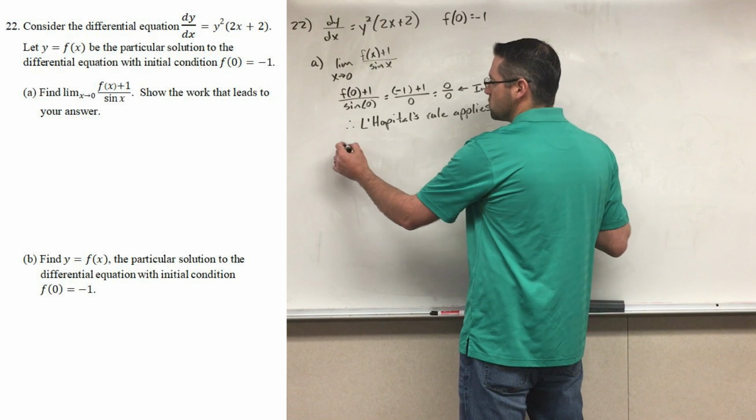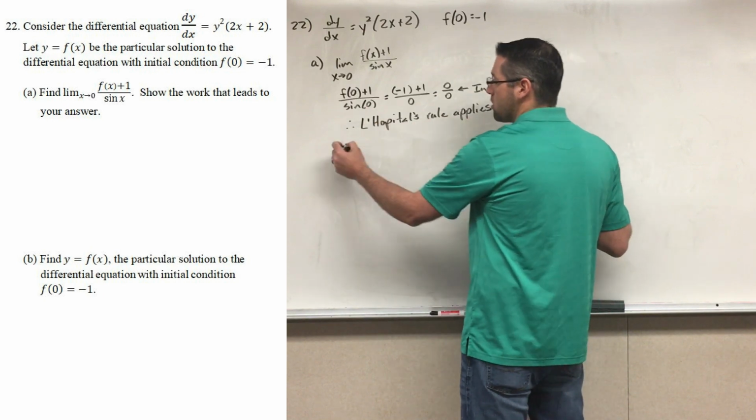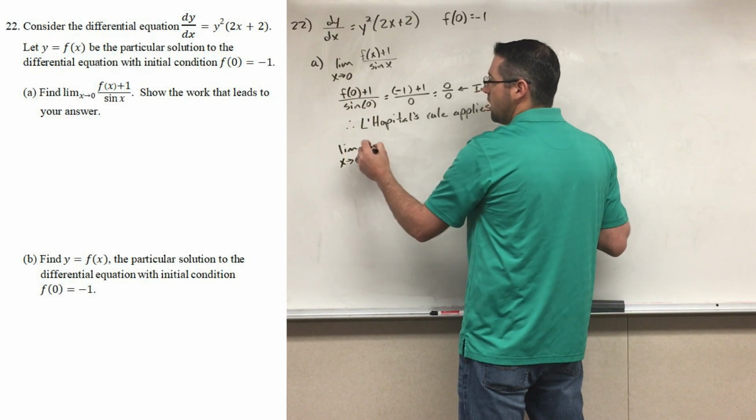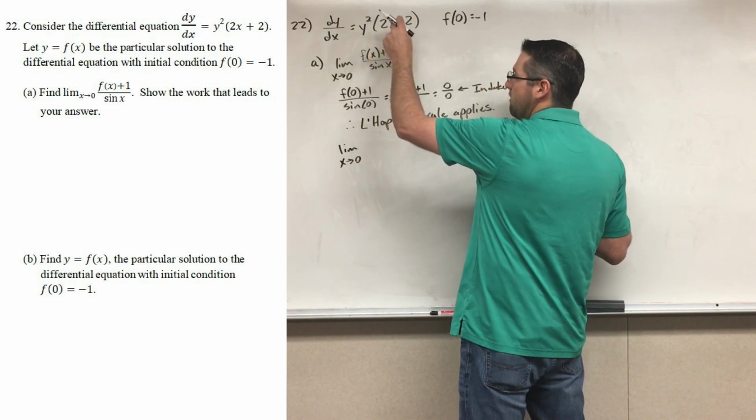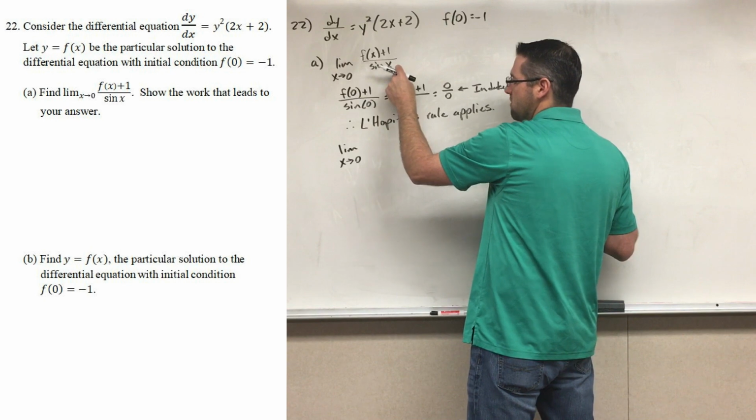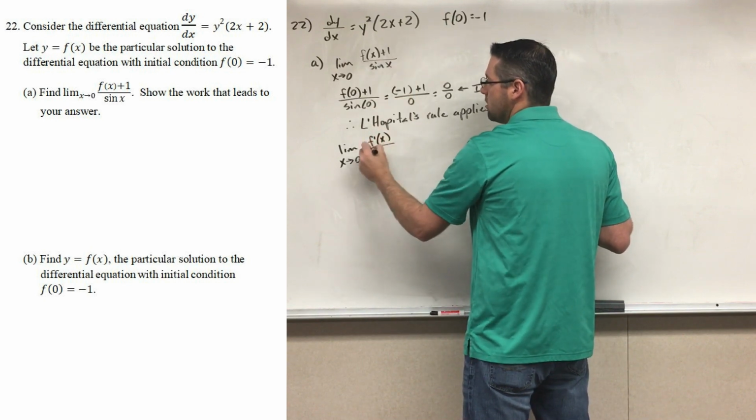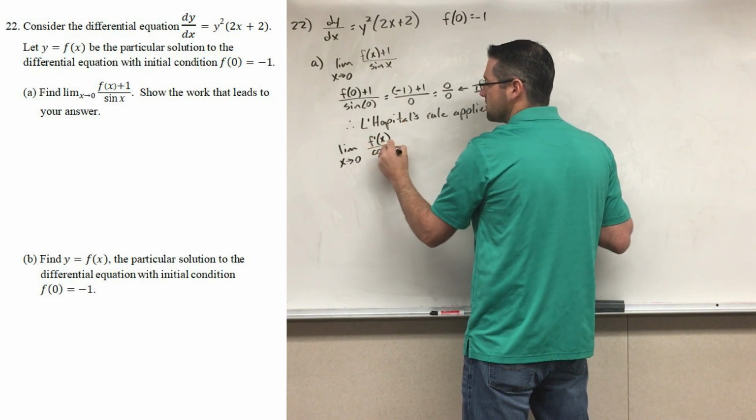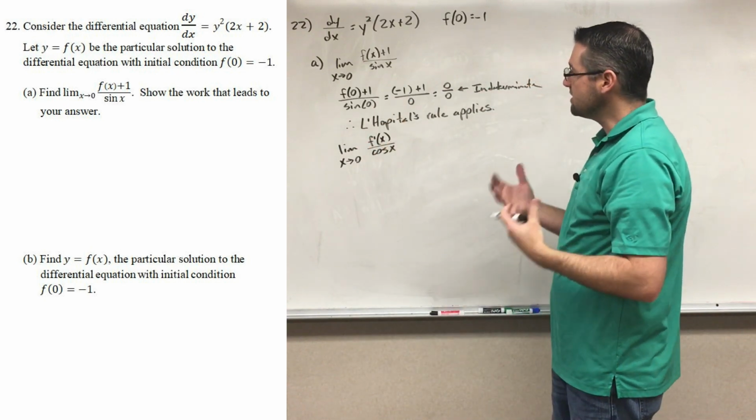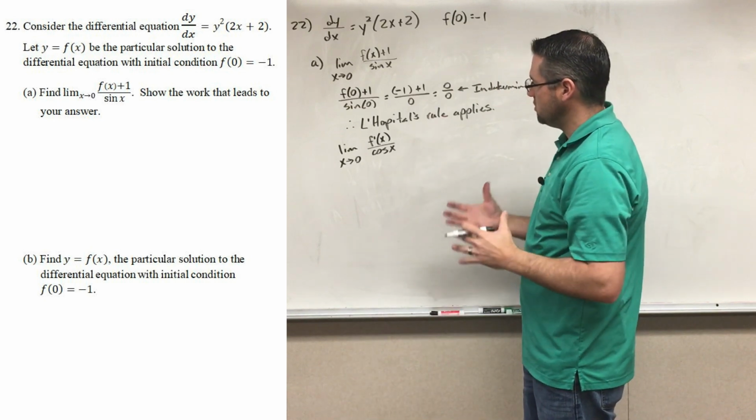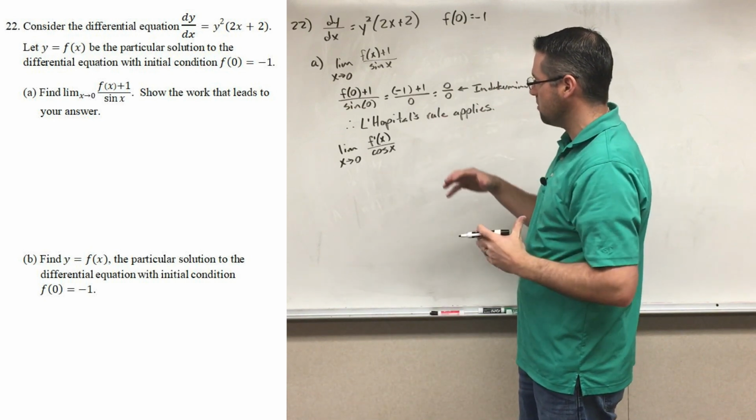So remember, L'Hopital's rule, once we know it works, says the limit is the same as taking the limit of the derivative of the top over the derivative of the bottom. So the derivative of the top is just f prime of x. The derivative of the bottom is cosine of x. Now, this gets a little weird in terms of the expression, but I like the notation. It helps us understand calculus in a more complete way.